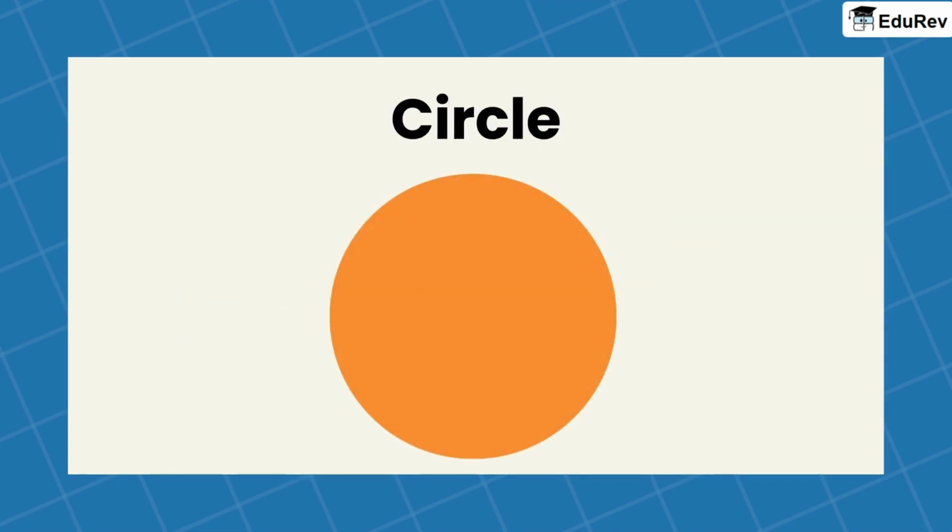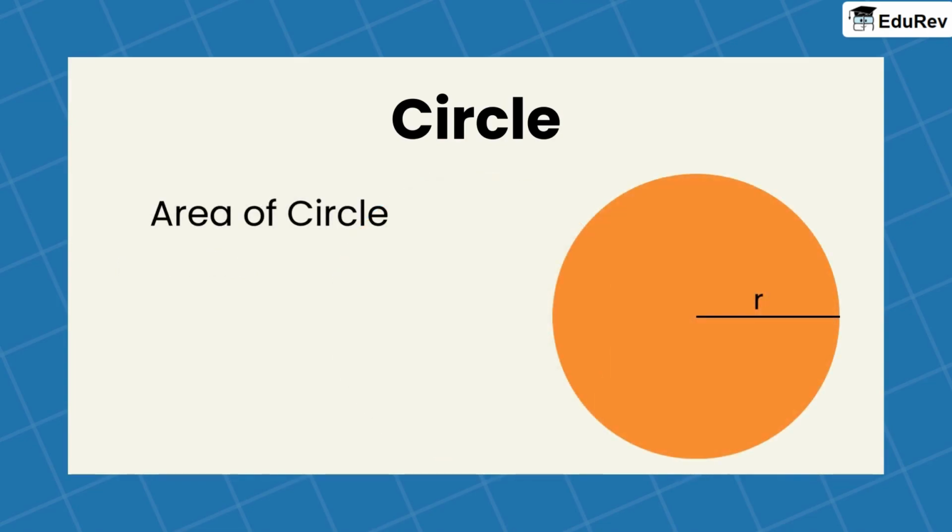Also, Bob has a round table in his room. Let's try to calculate the area and perimeter of this round table as well. Bob told us that the distance from the center to the boundary of a circular table is called the radius and denoted by r. The formula for area of a circle is given by pi multiplied by radius square.